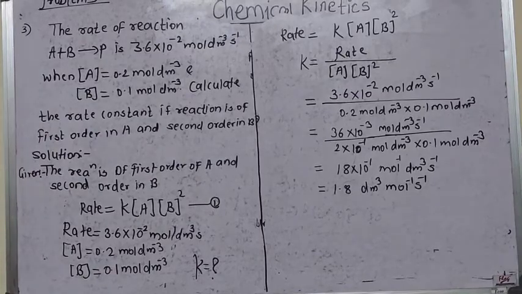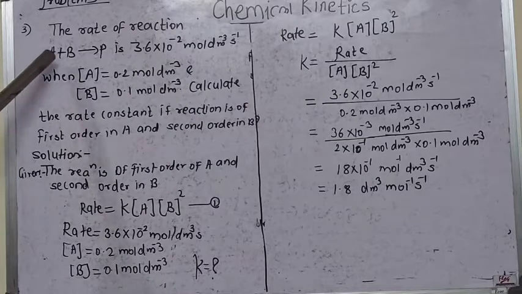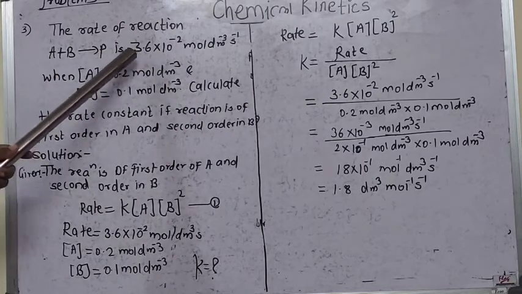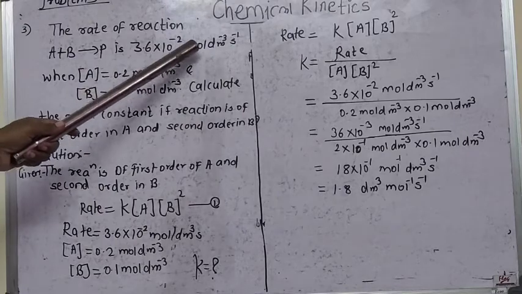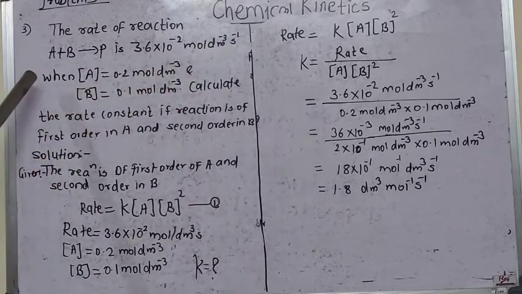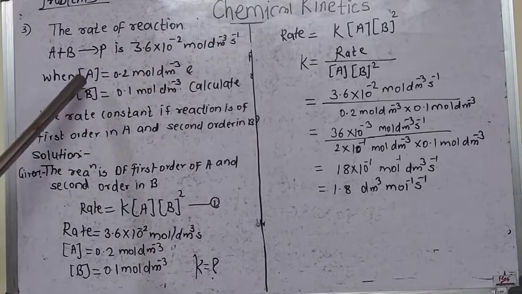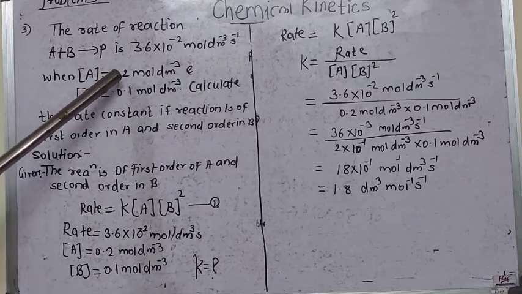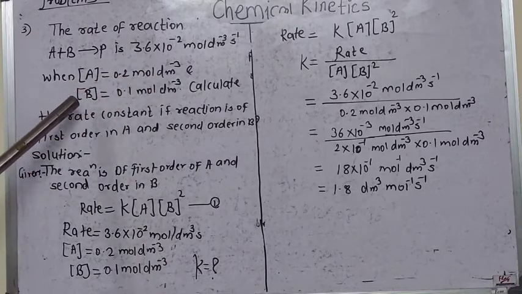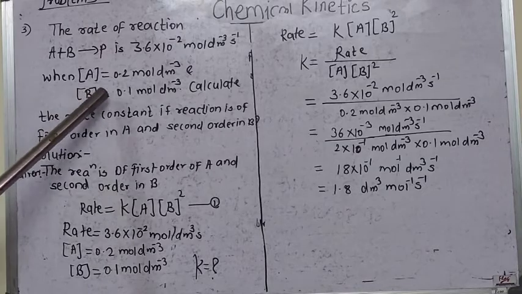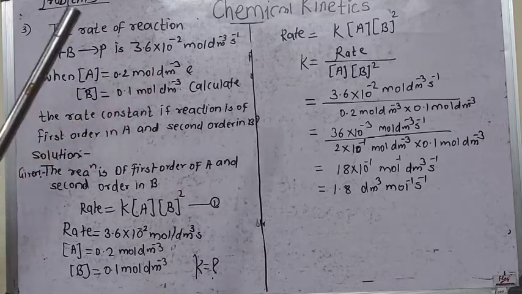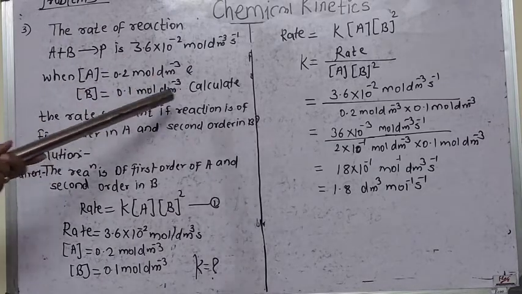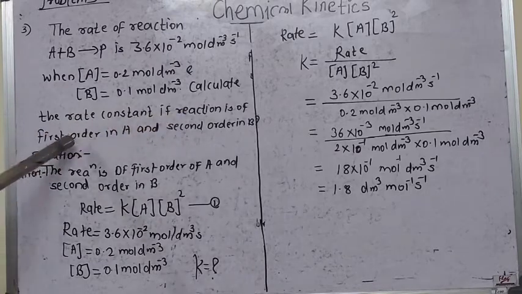Okay, the next problem we are going to see: the rate of reaction A plus B gives P is 3.6 into 10 to minus 2 mole per dm cube per second when the molar concentrations are given: for A equal to 0.2 mole per dm cube and for B molar concentration is equal to 0.1 mole per dm cube. Calculate the rate constant if the reaction is of first order in A and second order in B.